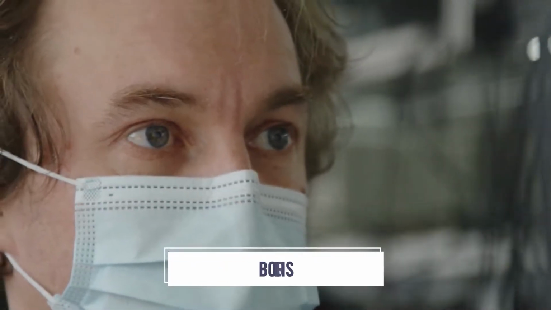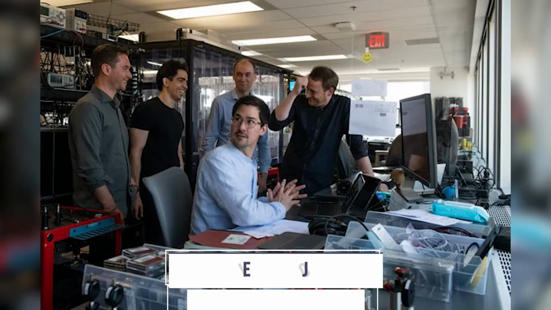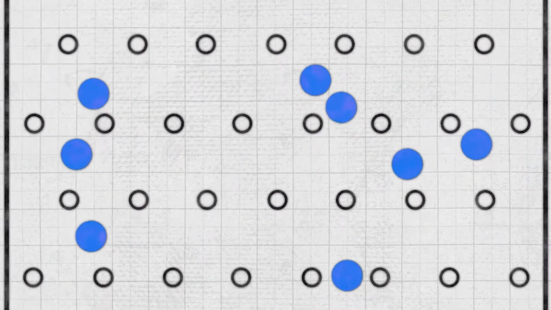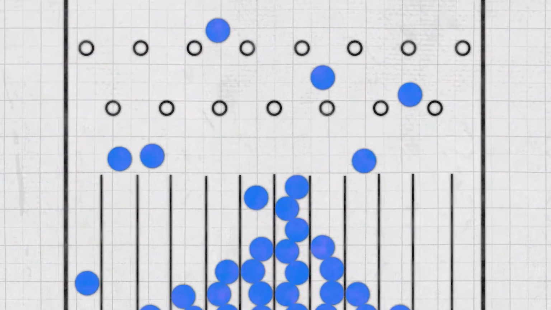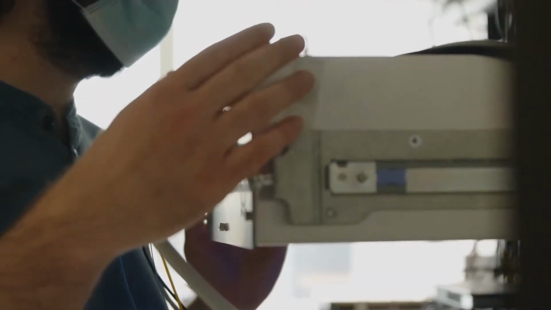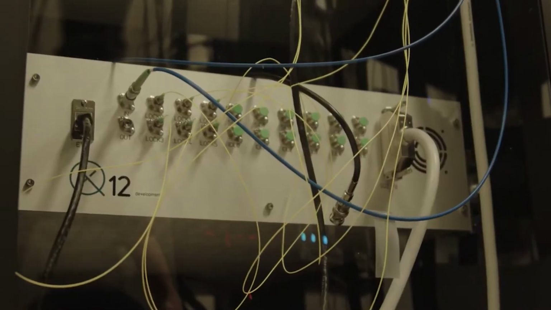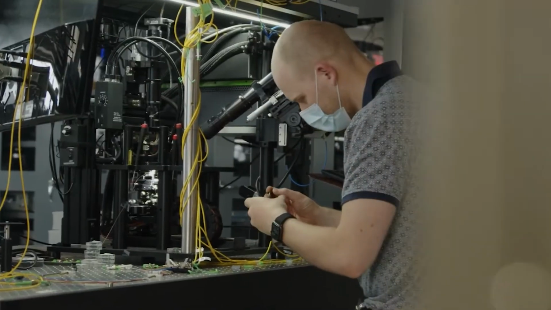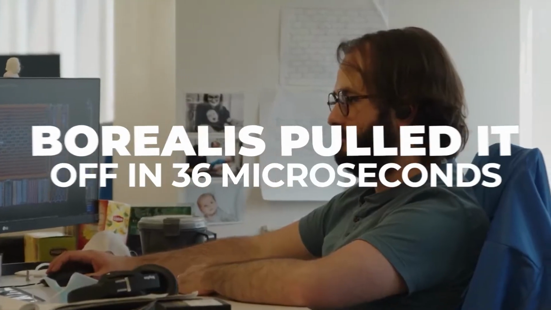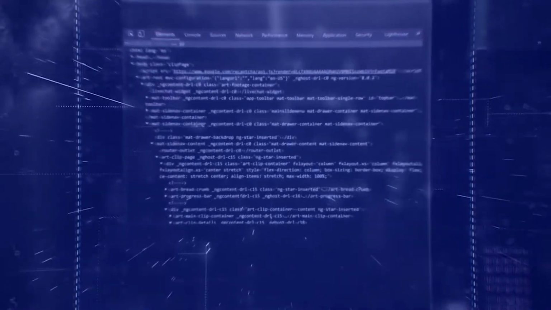The computer is called Borealis, and it was built by Jonathan Lavoie and his team at Xanadu Quantum Technologies in Toronto, Canada. Borealis uses the proven tech of photonic qubits. Photonic computers were the ones to previously achieve quantum supremacy too. Xanadu put Borealis through the standard test of quantum supremacy, a boson sampling problem. The challenge would have taken a regular computer 9,000 years to complete. Borealis pulled it off in 36 microseconds. So clearly, Borealis smashed traditional computing.